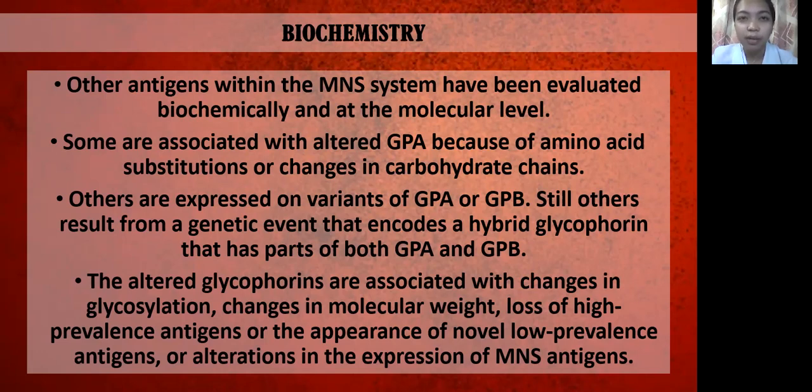The altered glycophorins are associated with changes in glycosylation, changes in molecular weight, loss of high prevalence antigens, the appearance of novel low prevalence antigens, or alterations in the expression of MNS antigens. Some RBCs that lack GPA or GPB are not associated with disease or decreased RBC survival. Turning to disease associations, GPA and GPB are expressed on renal endothelium and epithelium.